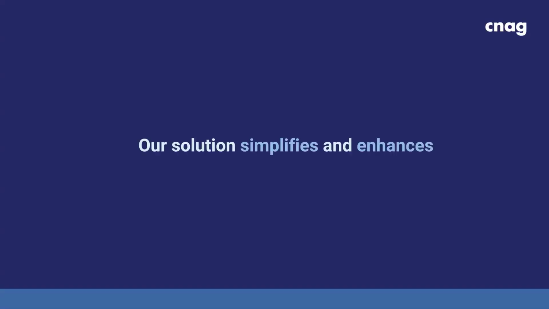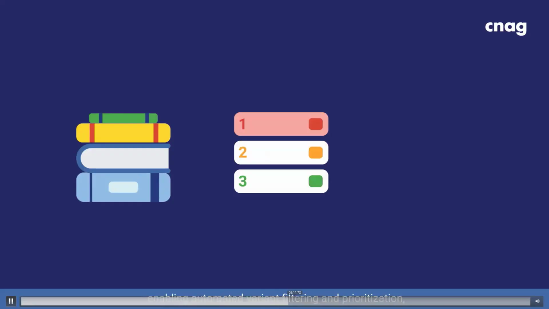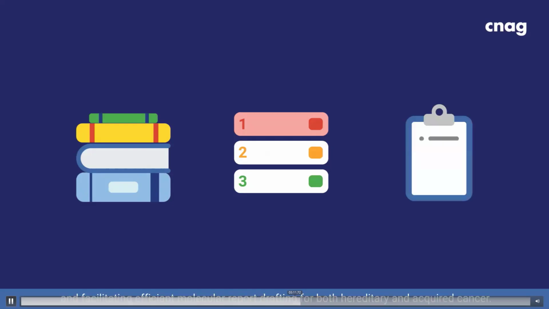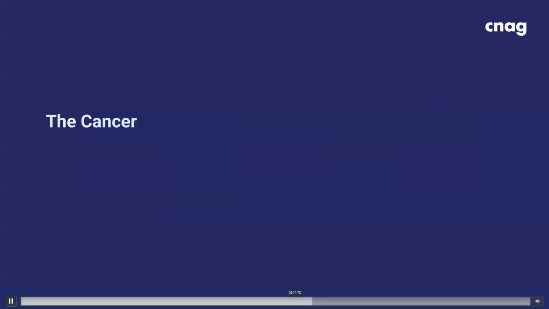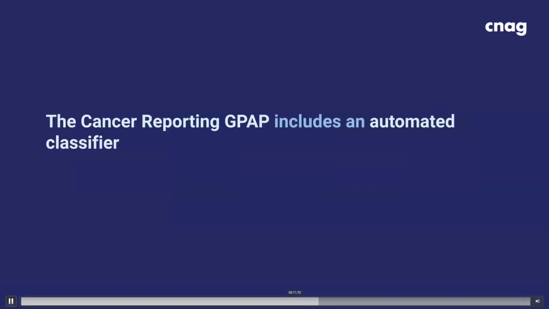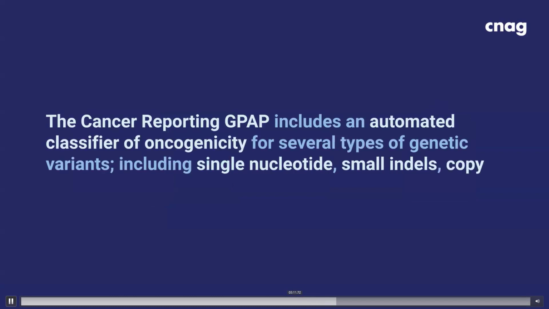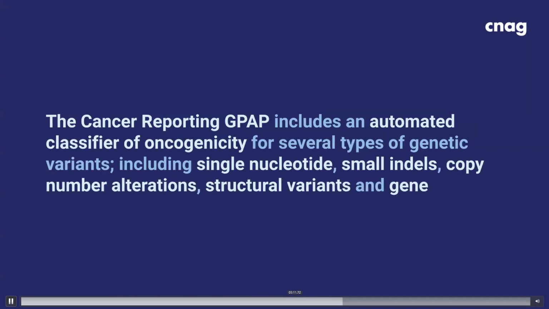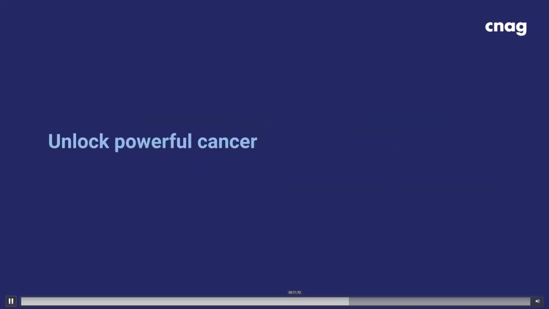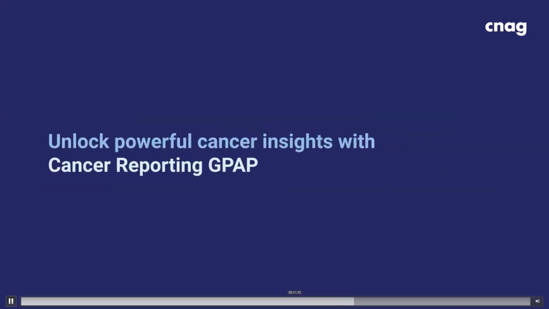Our solution simplifies and enhances the interpretation process by integrating a diversity of oncology data sources, enabling automated variant filtering and prioritization, and facilitating efficient molecular report drafting for both hereditary and acquired cancer. The cancer reporting GPAP includes an automated classifier of oncogenicity for several types of genetic variants, including single nucleotide, small indels, copy number alterations, structural variants, and gene fusions. Unlock powerful cancer insights with cancer reporting GPAP.